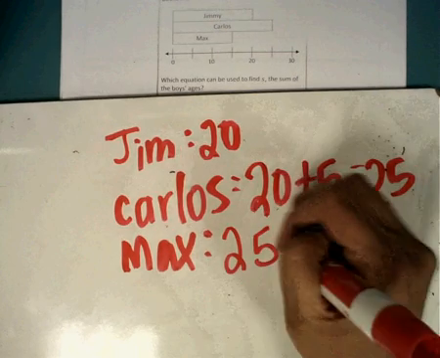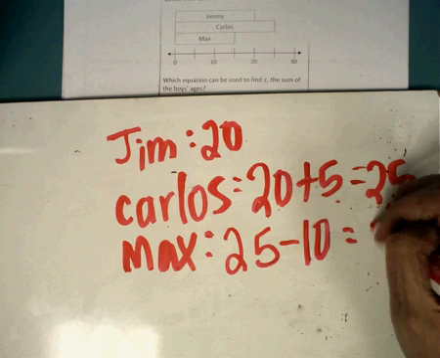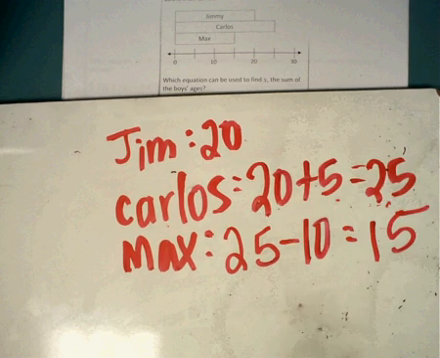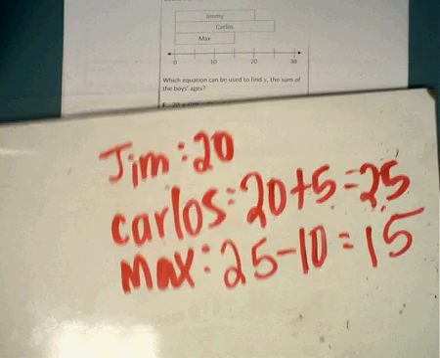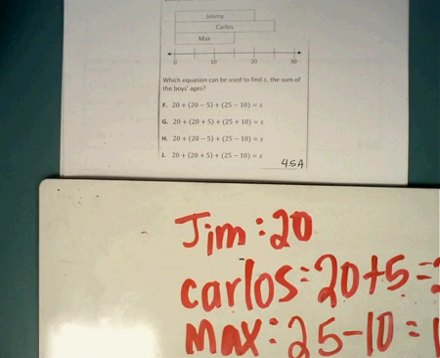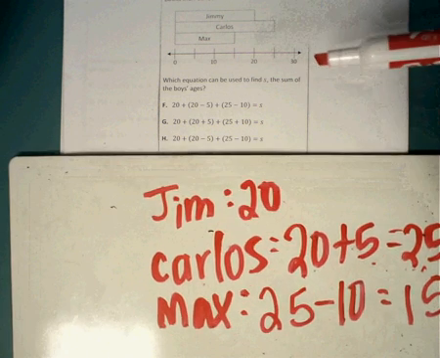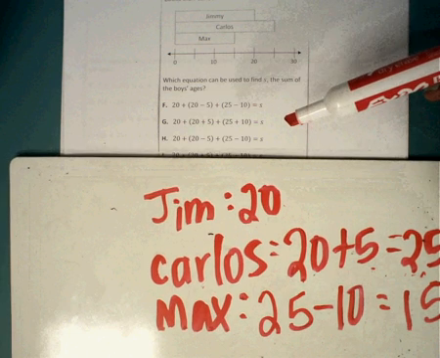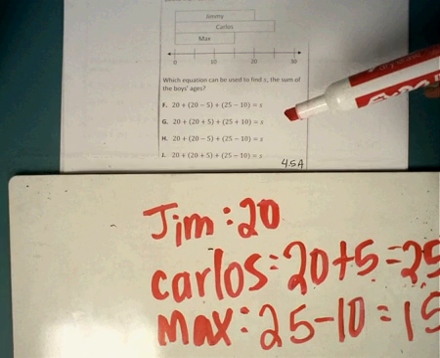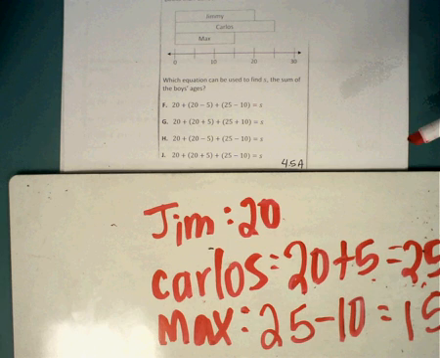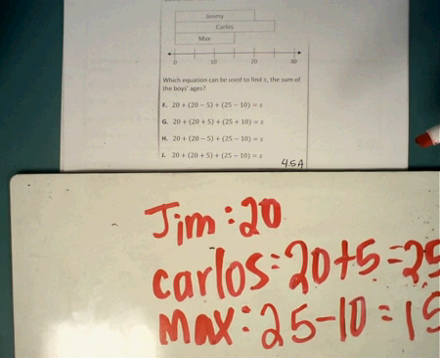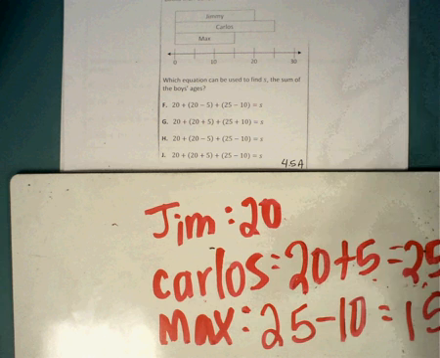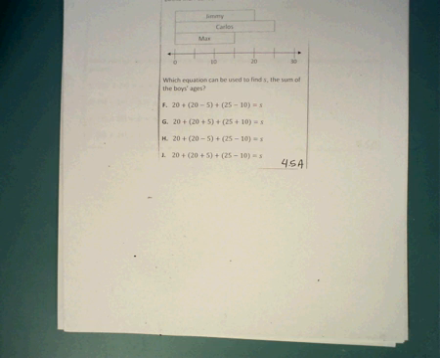So they want to know the sum of all their comic books, which would be, first of all, so we're going to be adding, not subtracting, right? So ours would be 20 plus 20 plus 5, in parentheses, plus 25 minus 10. Which one is that? I believe it is J. J is the answer. Okay.